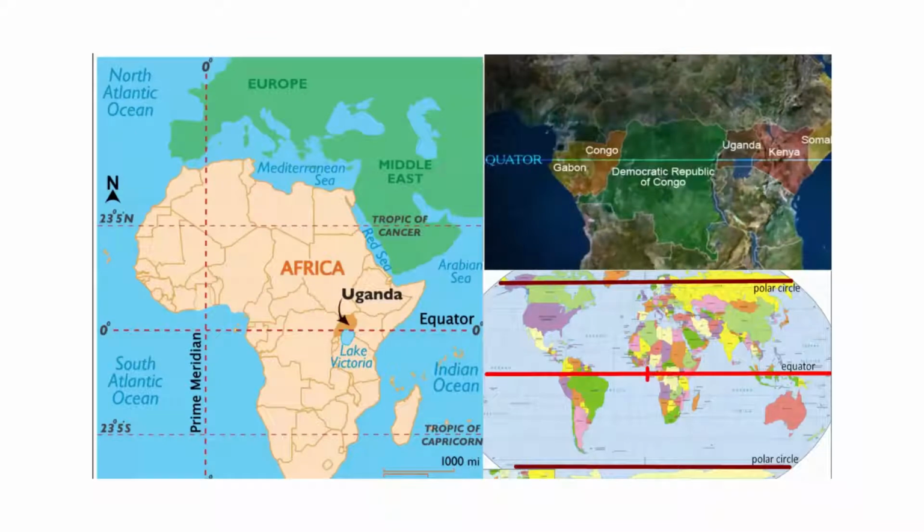Africa is divided into two by the equator. These are the countries where the equator passes: Gabon, Congo, Democratic Republic of Congo, Uganda, Kenya, and Somalia. Other latitudes include Tropic of Cancer and Tropic of Capricorn. The longitude, prime meridian, passes through Accra, Ghana.